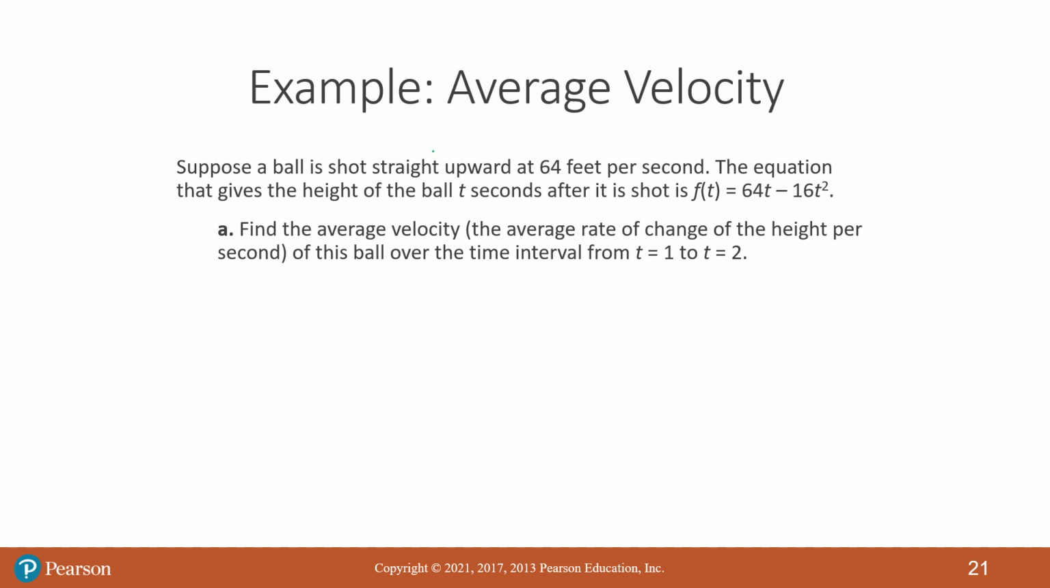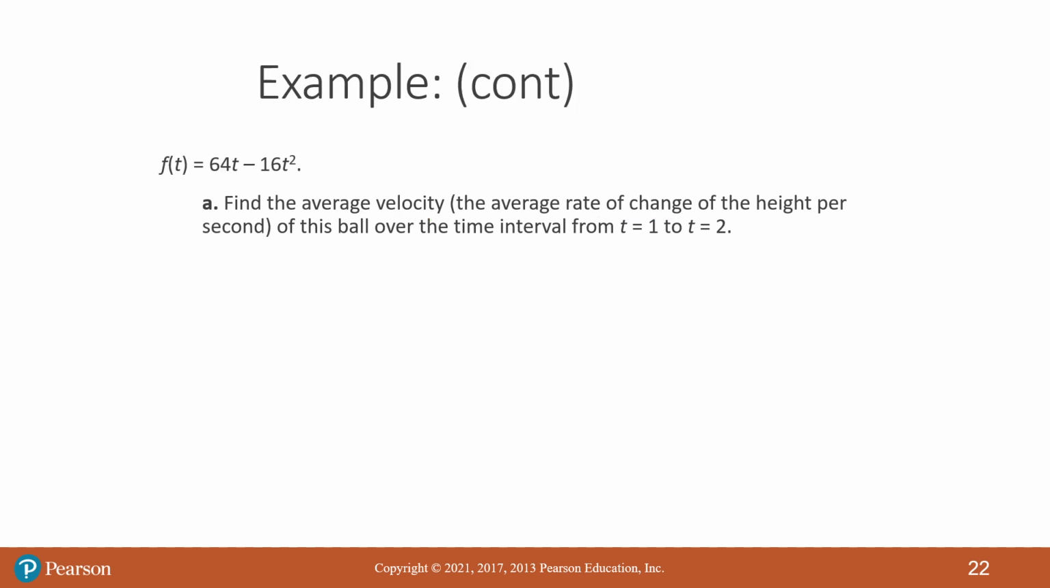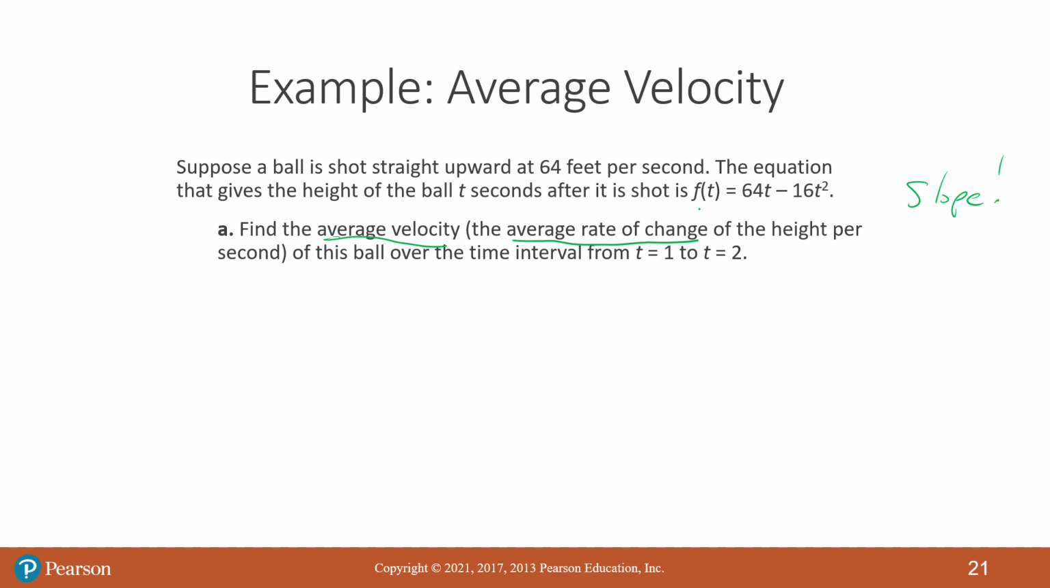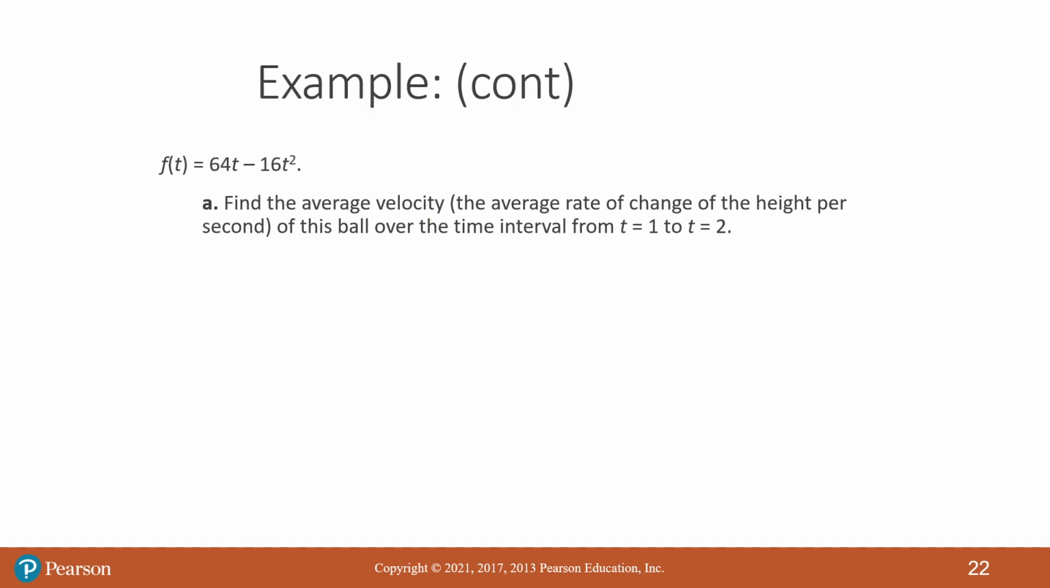Okay. Average velocity, average rate of change. What are we looking for here? We're just looking for the slope. Just a different way to ask for the slope. Alright, so how are we going to do this? Well, we have the equation here. This equation that they rewrote on the other page is just the equation from the actual question itself, the 64t minus 16t squared. We want to look at it over that time interval from t equals 1 to t equals 2.